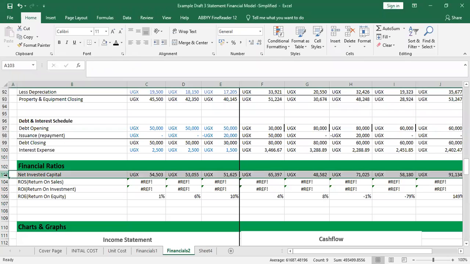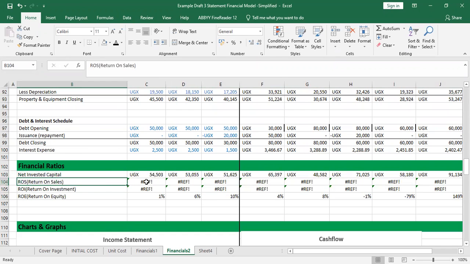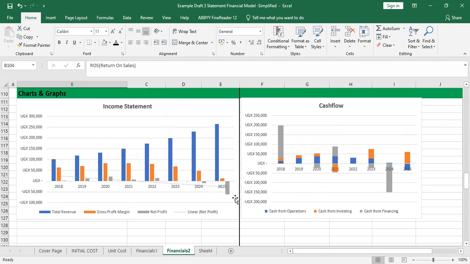And I'm going to align the formulas so that you will see them. We just know that net invested capital is there. Return on sales, the percentage is there. Return on equity, the percentage is there. And then based on the figures you put, it will also give you graphs, at least on a simplified level.